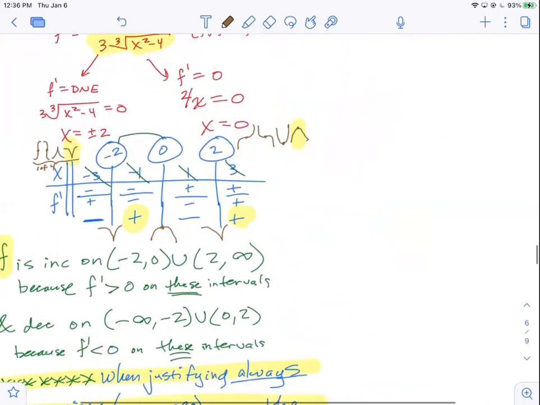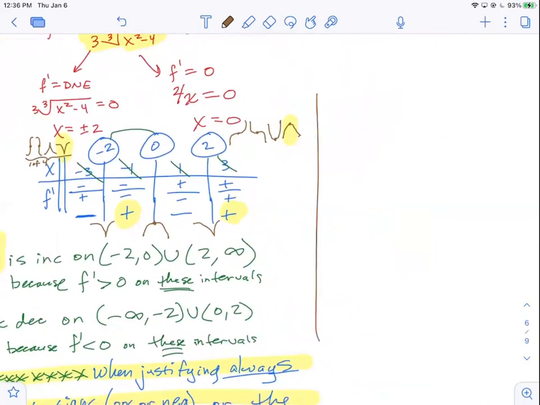Now we can answer the question about local max and min. Here's the cool thing. There's 2 local mins. You don't have to justify them individually. You can clump them together, okay? Now, here's a really important thing. Local extrema can only occur at critical values.